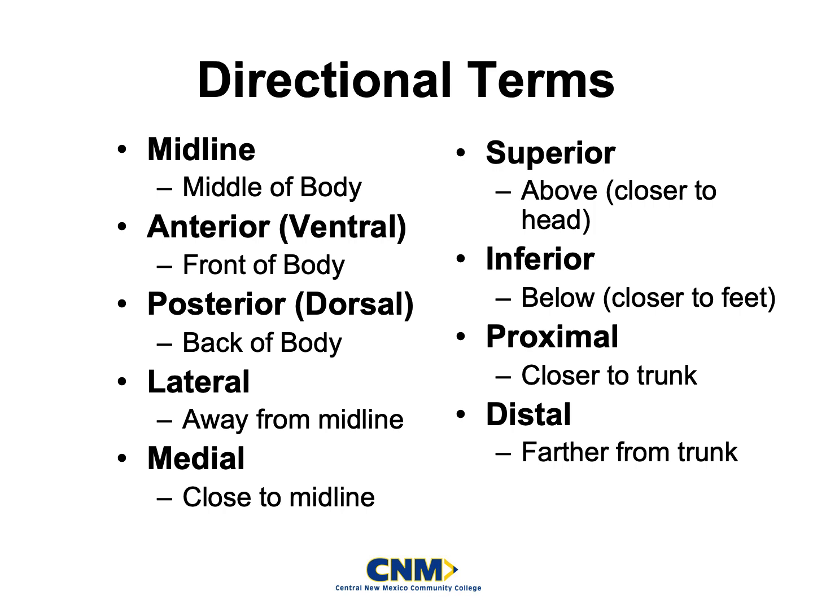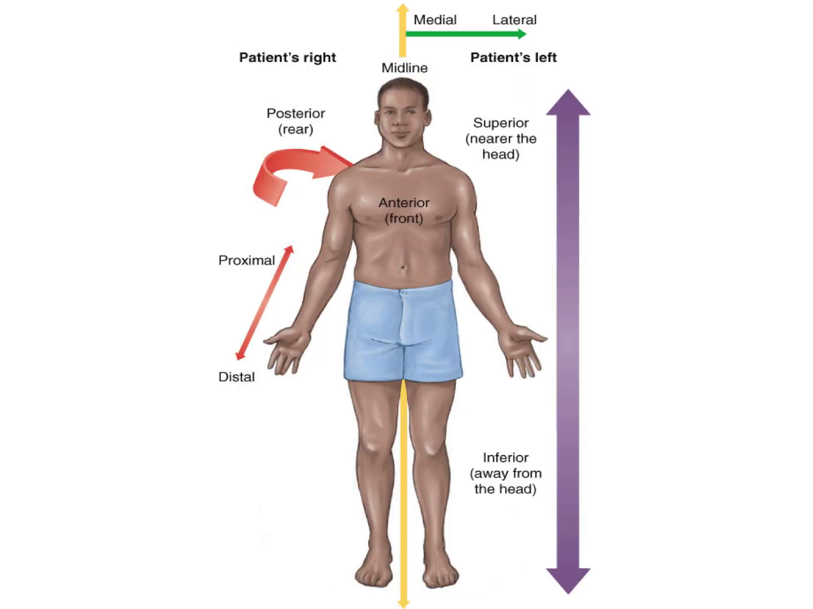But proximal is closer to the trunk, so let's stay on this one for a little bit. My shoulder is more proximal to my trunk than my elbow is. My elbow is more proximal to my trunk than my wrist is. Distal means it's further away from my trunk, so my knee is distal to my hips, and my ankle is distal to my knee.